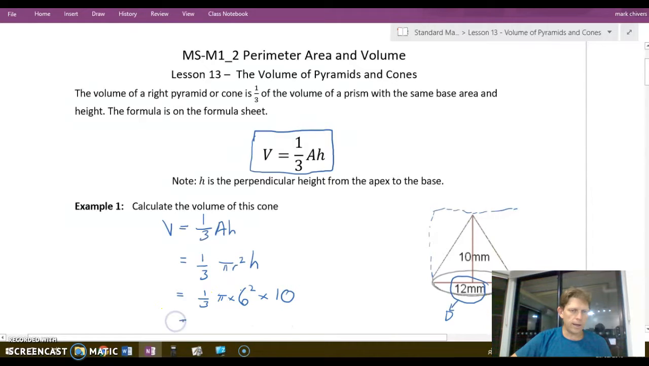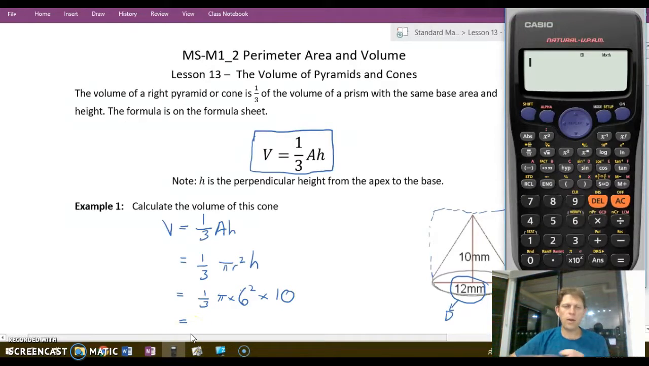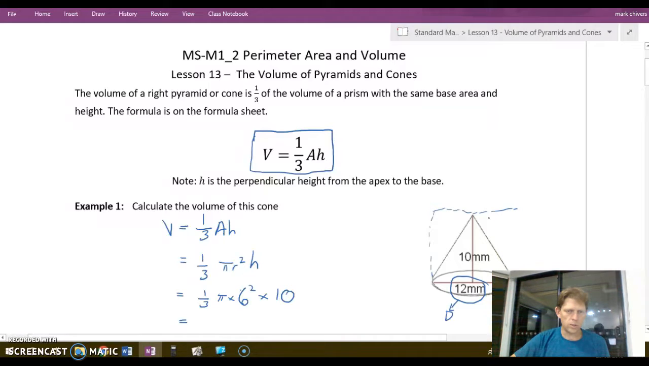So we plug all that into our calculator, which I'll just grab up there. So 1/3 times by pi times by 6 squared times by 10. So 376.99. Because it's so close, I'm going to round that to the nearest millimetre and say it's 377 millimetres squared.